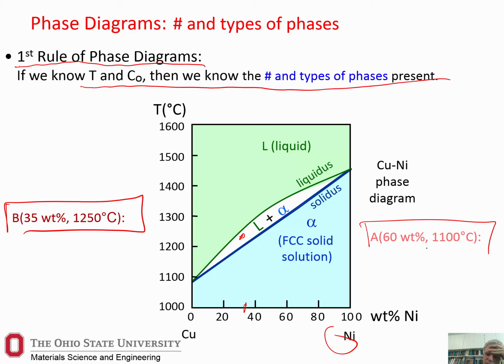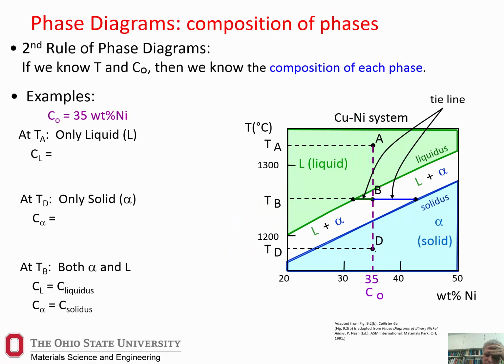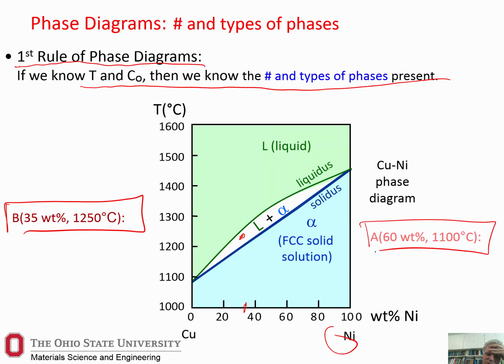Consider point A. I thought I had things to show where those points are, but I don't. If you have point A, it's sitting here at 60% and 1100 degrees C, and that point here would be all solid.